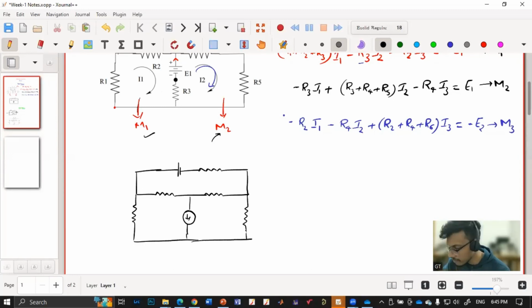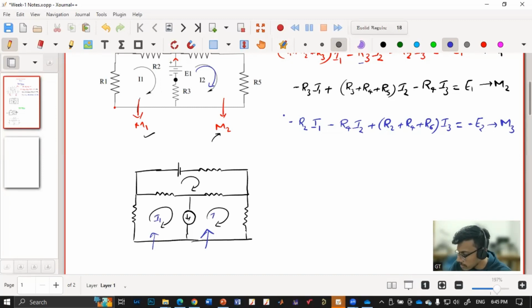when we apply KVL or mesh analysis, what we need to know is the voltage across each element, because this is basically KVL. So we can only apply KVL when we know the voltage across each element. But if there is a current source, then we do not know the voltage across the current source. So I cannot apply mesh analysis in these two meshes, right? In this and in this mesh, I cannot apply mesh analysis because I don't know the voltage across this source.